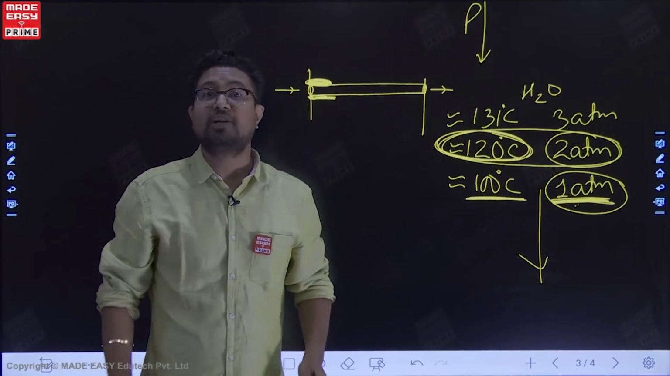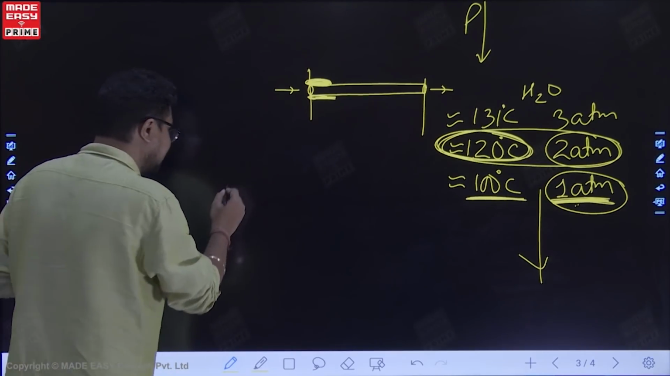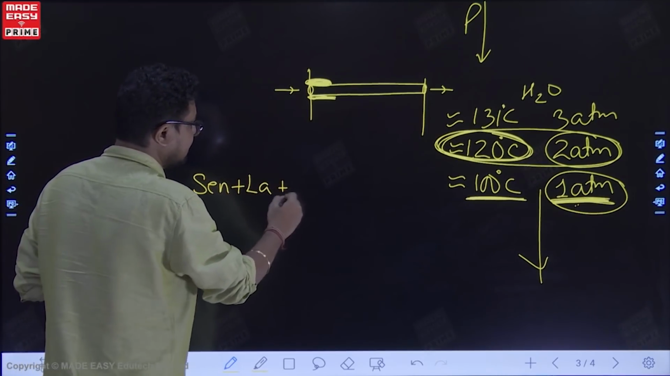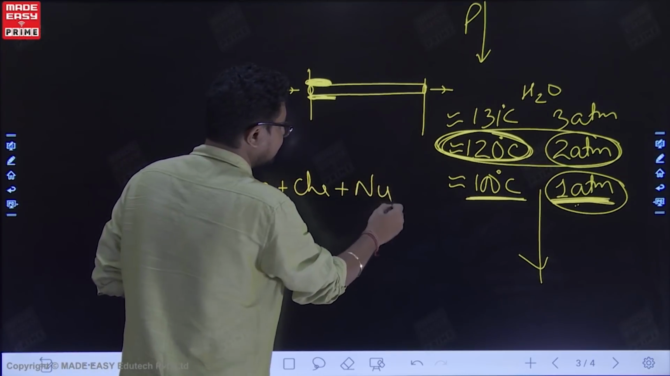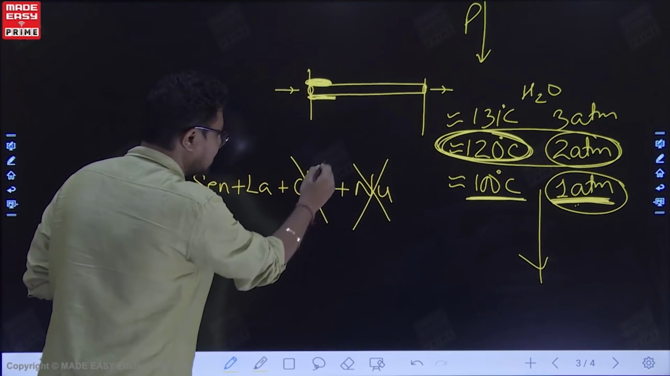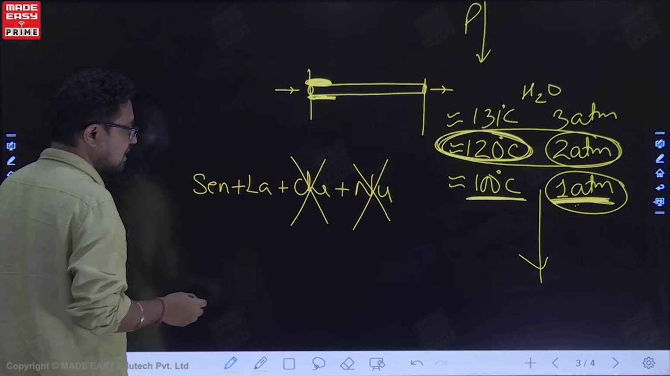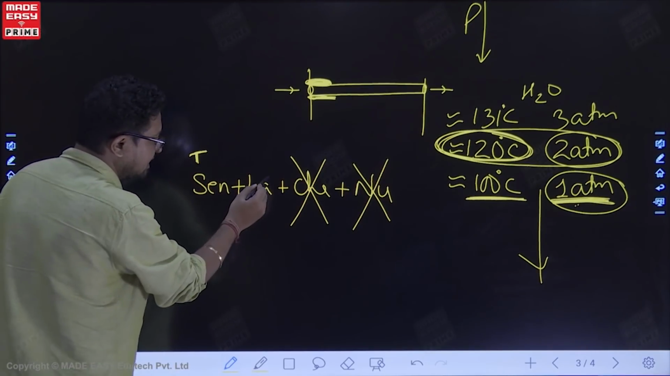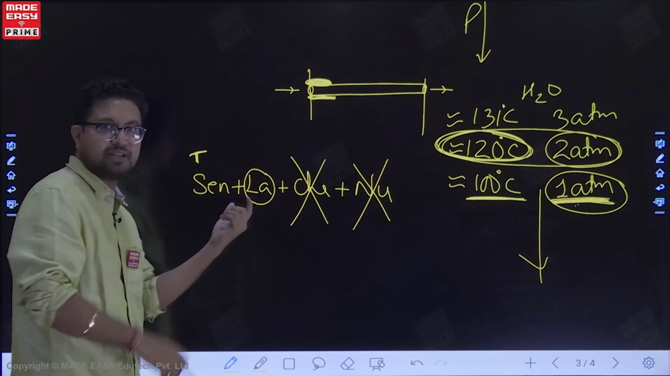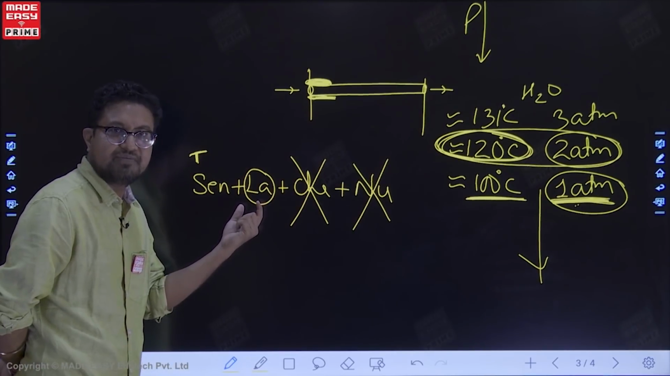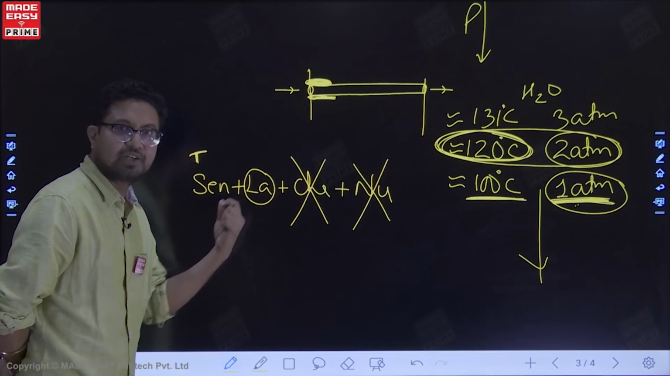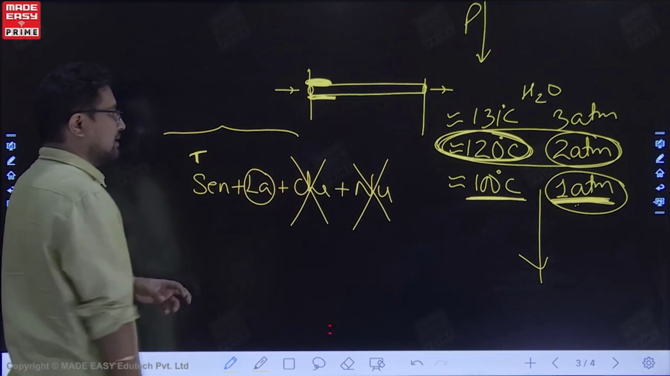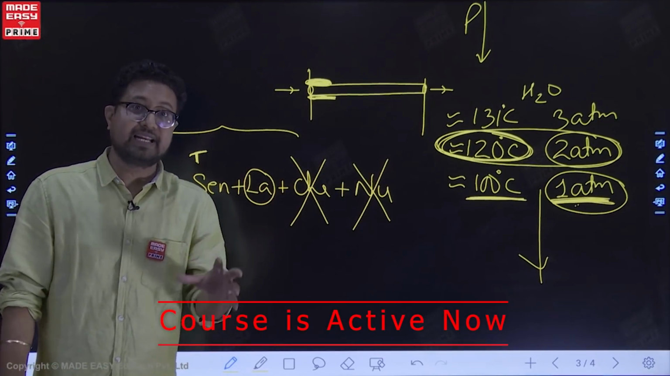Liquid turning into vapor will do what? So let us see the energy of the fluid. The energy is sensible energy plus latent energy plus chemical energy plus nuclear energy. Nuclear we are not interested, chemical we are not interested. Now, sensible, that can be represented with temperature. Latent energy is involved during the phase change, liquid to vapor, vapor to liquid. Total energy will remain constant.